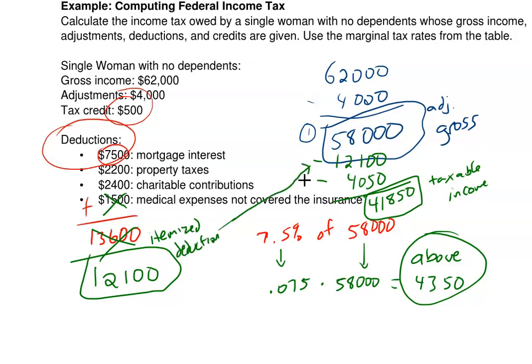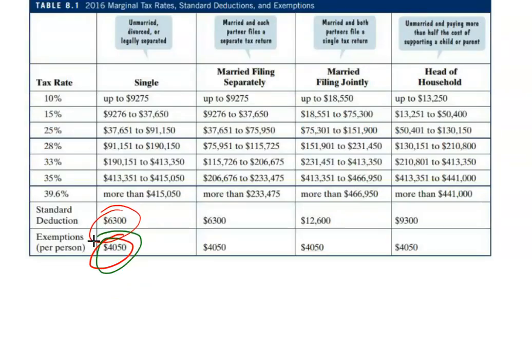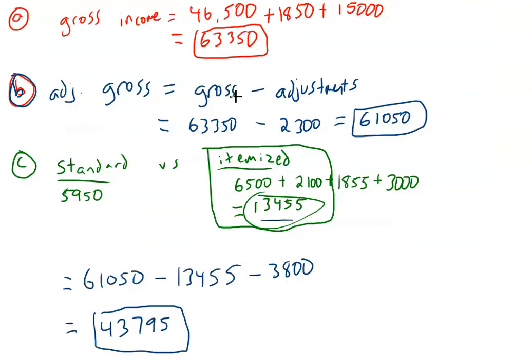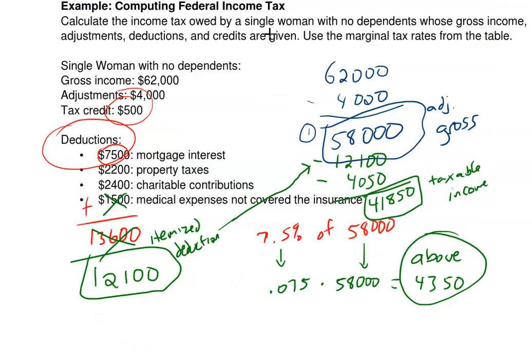Which went over here. The 4,050, remember, was on the chart right here for the personal exemption. So that's why we have that there. Now, this person's taxable income, I went the wrong way, sorry, is 41,850.